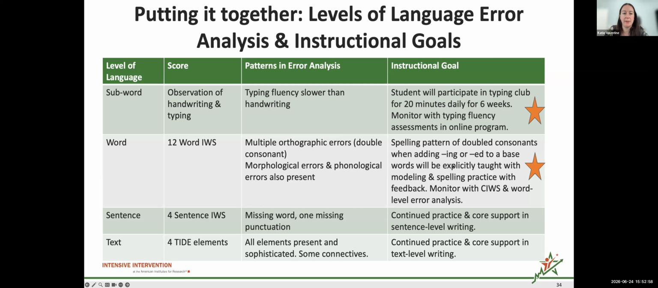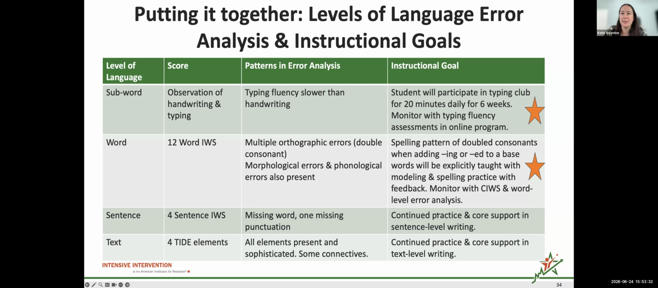And then the other pattern that really emerged out of the error analysis was that word level spelling errors. So the instructional goal for that is related to teaching a spelling pattern of doubled consonants when adding those suffixes -ing or -ed to a base word. The student will get explicit instruction in that, they'll get practice with that, and then we can monitor it using our curriculum-based measures. So looking at how those word level errors decrease over time with correct minus incorrect word sequences.